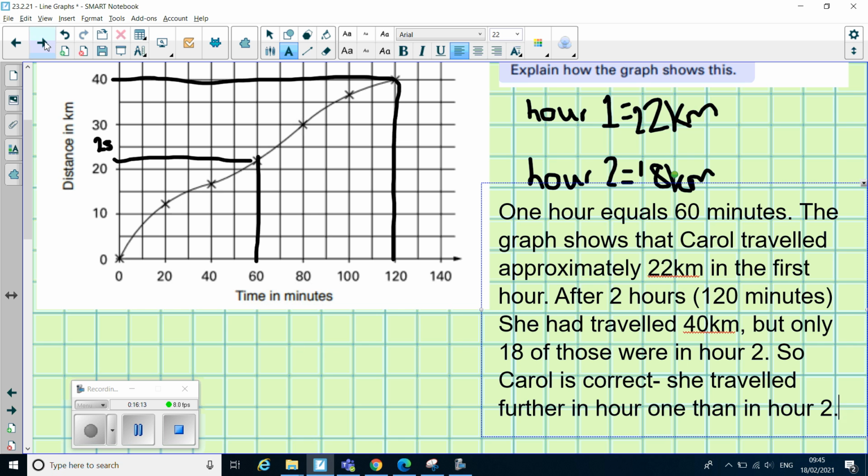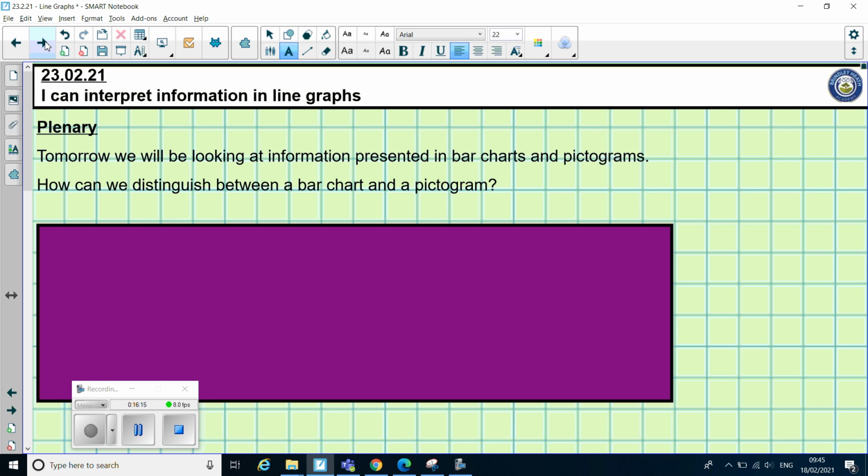Okay. Final thing we're going to have a look at today then for our plenary. Tomorrow's learning we are going to be looking at bar charts and pictograms. Today we've looked at line graphs. So all of these are different ways of presenting data or presenting information. A question for you to consider then. How do we distinguish between a bar chart and a pictogram?